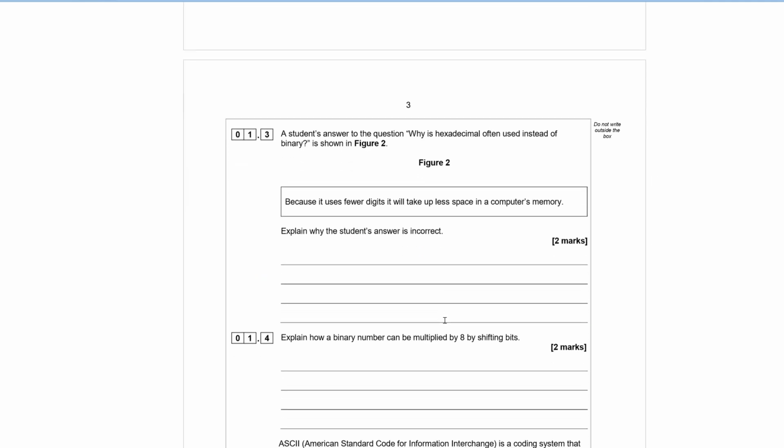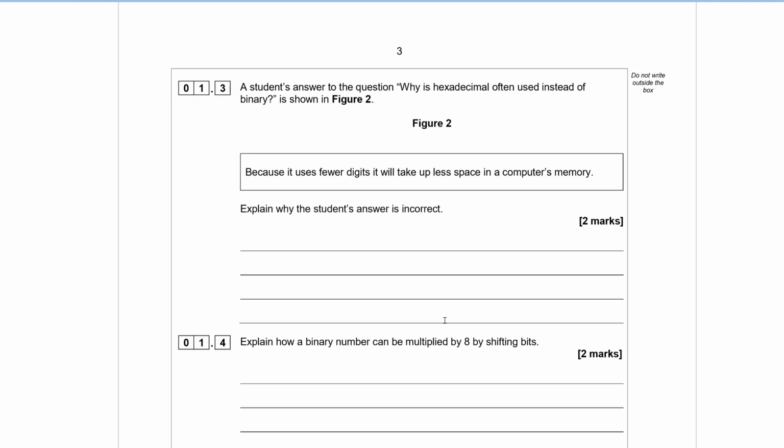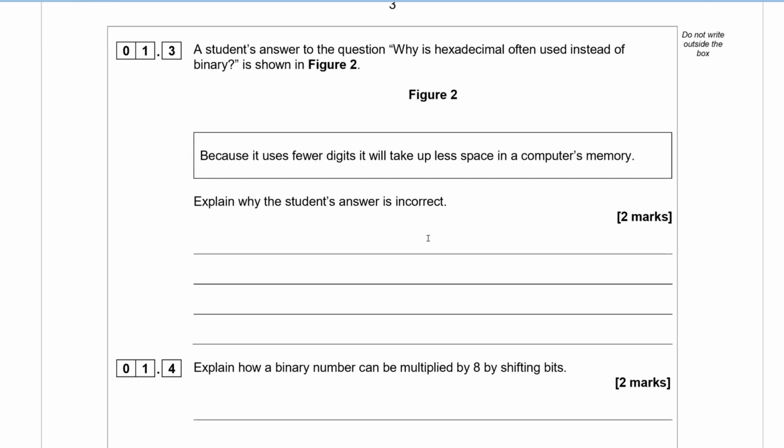Now for the third part of question 1. A student's answer to the question, why is hexadecimal often used instead of binary, is shown. They said, because it uses fewer digits, it will take up less space in a computer's memory. Explain why the student's answer is incorrect. This is a really common misconception. It's good that it's been highlighted in an exam question. The reason why it's incorrect is the computer only uses binary. So if I'm storing hexadecimal, it's really being stored in binary instead. No matter what we have on the screen, we are still storing it in binary.